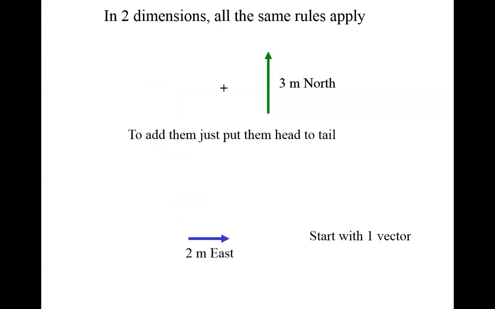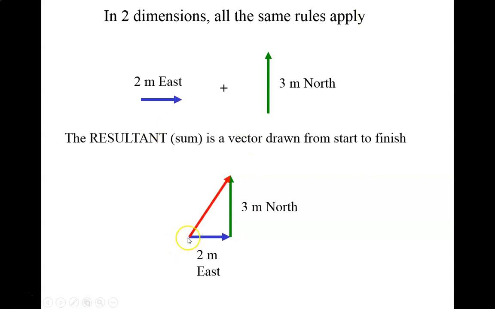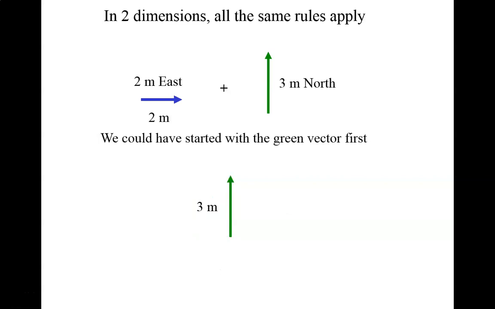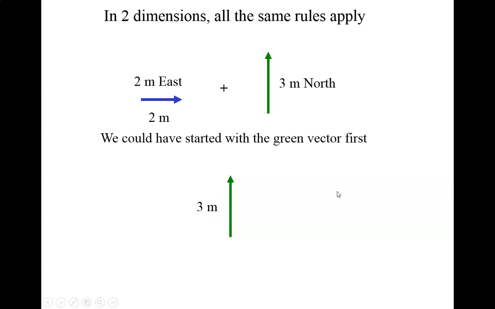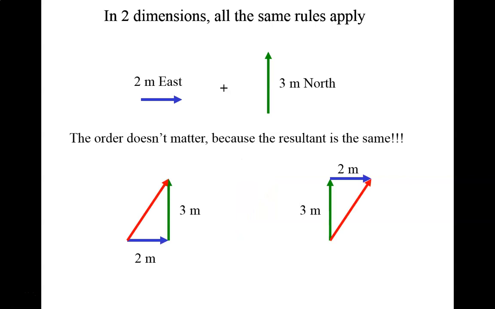So remember, all you do to add vectors is you put them tip to tail, and the resultant is the vector that goes from start to finish. Notice I went tip to tail, and I went from start to finish, and that's my vector sum in this case. Now it's at an angle, which is fine. We just have to deal with the angle using a little bit of trig. So here I did 2 plus 3. Remember, I can also do 3 plus 2 and get the exact same answer. 2 plus 3, 3 plus 2 gives me the same resultant.